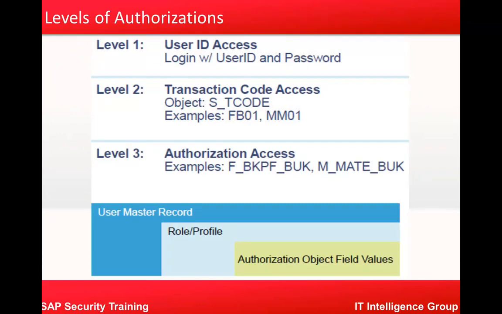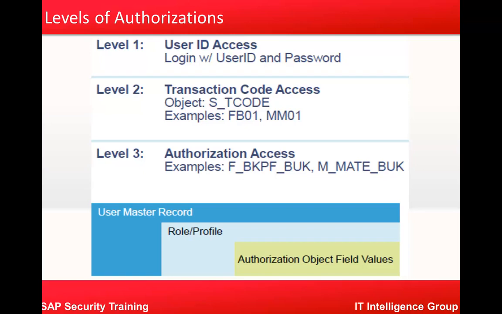So there are different levels of authorizations. User ID access, that is using user ID and password. Transaction code access, basically giving access to an object S_TCODE with values such as FB01, MM01, etc., depending on the type of activity. Authorization access is basically the values for things like F_BKPF_BUK, M_MATE_BUK. Here you can see that this is a user master record which has information about the authorization object field values, the roles and profiles, and the user master record.